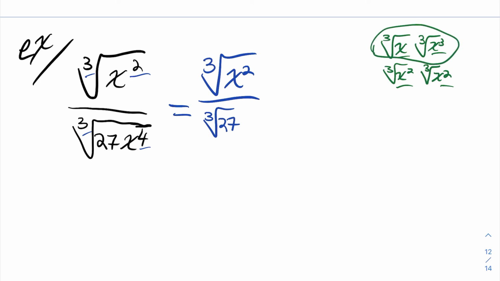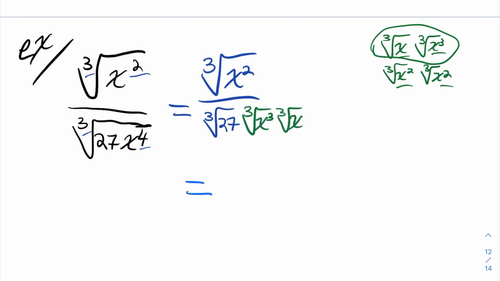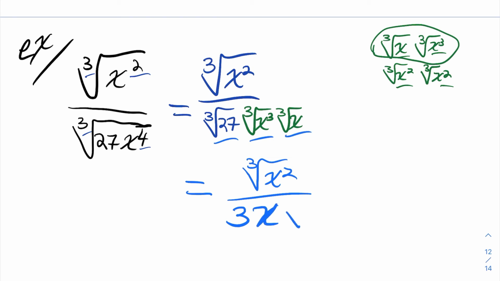So I'm going to break that up as the cube root of x to the third times the cube root of x. And then I can still simplify further. Let's see, on top, that can't be simplified. But on the bottom, the cube root of 27 is 3. The cube root of x to the third is x, while the cube root of x is just the cube root of x.